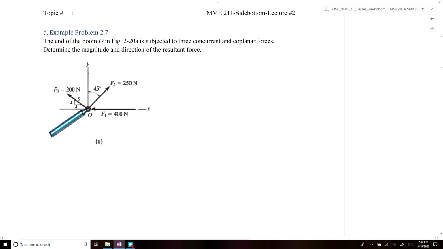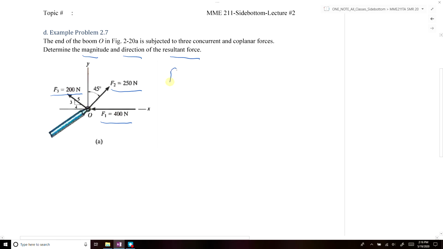So in this example problem, we're given the values of three forces. We know the magnitudes of force 1, force 2, and force 3, and we're also given the directions of force 1, force 2, and force 3. We're asked to determine the magnitude and the direction of the resultant force due to these three forces.